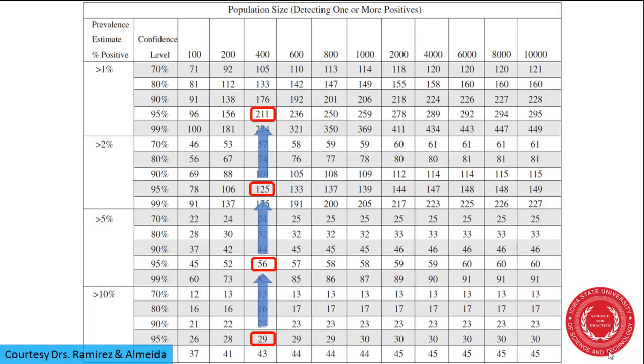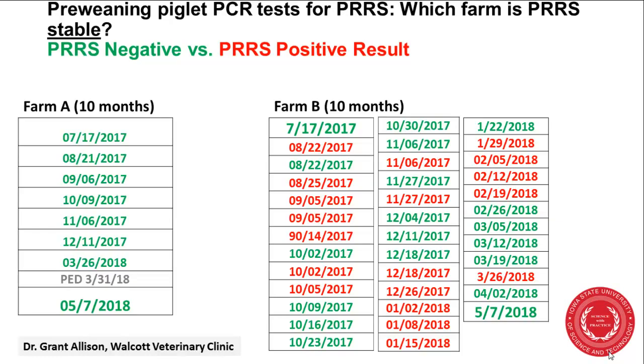So it's not really feasible to work with individual pig samples to detect disease at such a low prevalence. Here another example from Dr. Grant Allison. You have here a couple of scenarios. The dates are the dates of PRRS testing. Green means that the PCRs were negative. Red means that the PCRs were positive. And the question here is, which farm is stable?